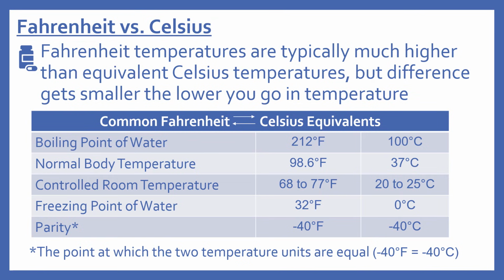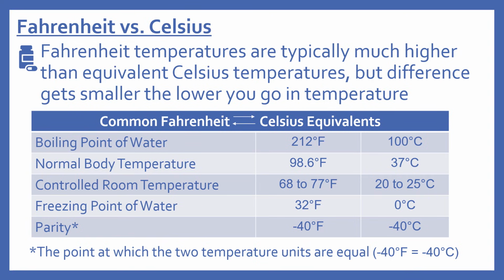It's 100 degrees Celsius. Normal body temperature is 98.6 degrees Fahrenheit. It's 37 degrees Celsius. Controlled room temperature is 68 to 77 degrees Fahrenheit, or 20 to 25 degrees Celsius. Many times drugs are specified to be stored at controlled room temperature. Freezing point of water is 32 degrees Fahrenheit, or 0 degrees Celsius.